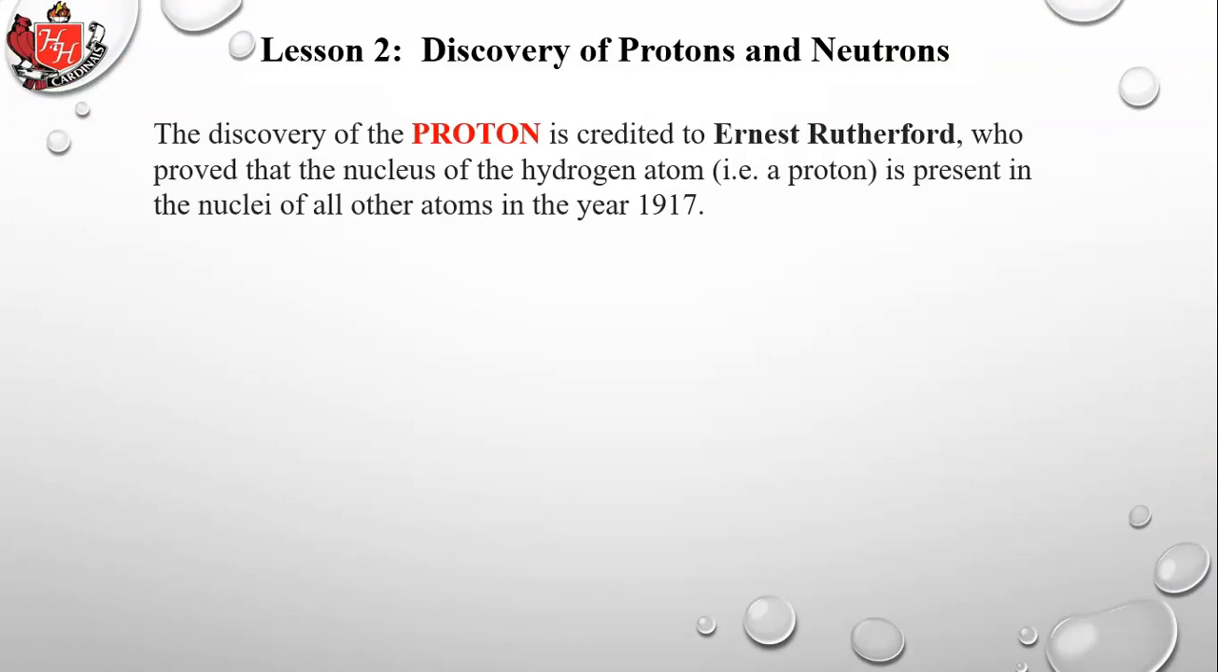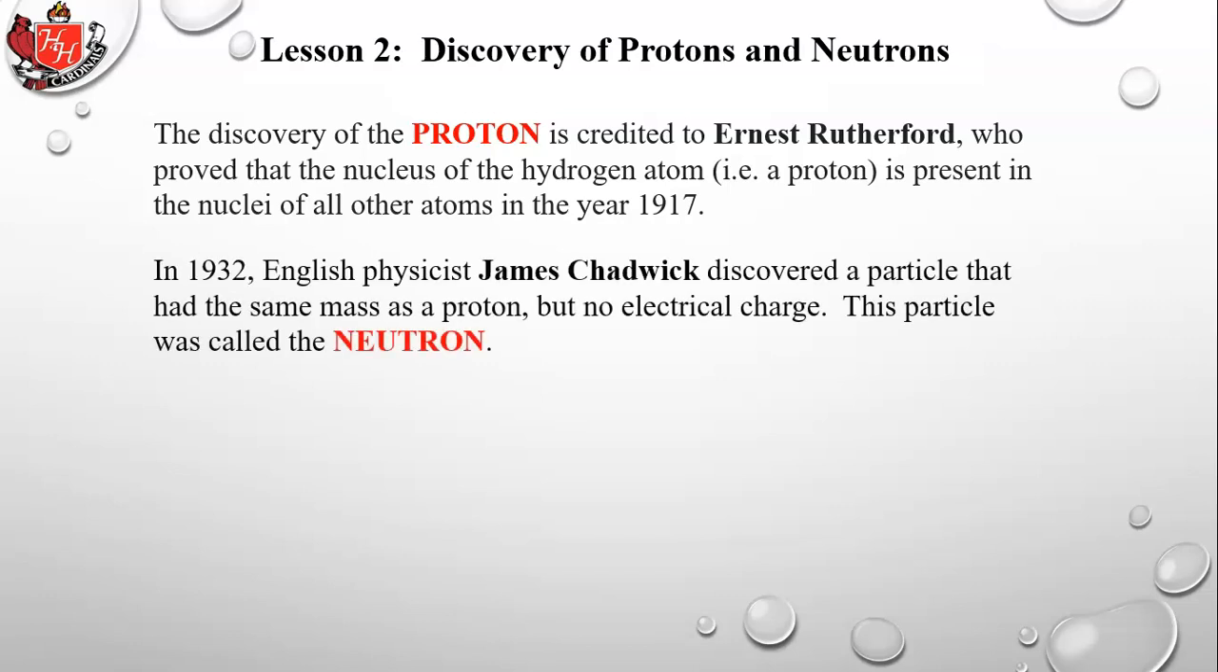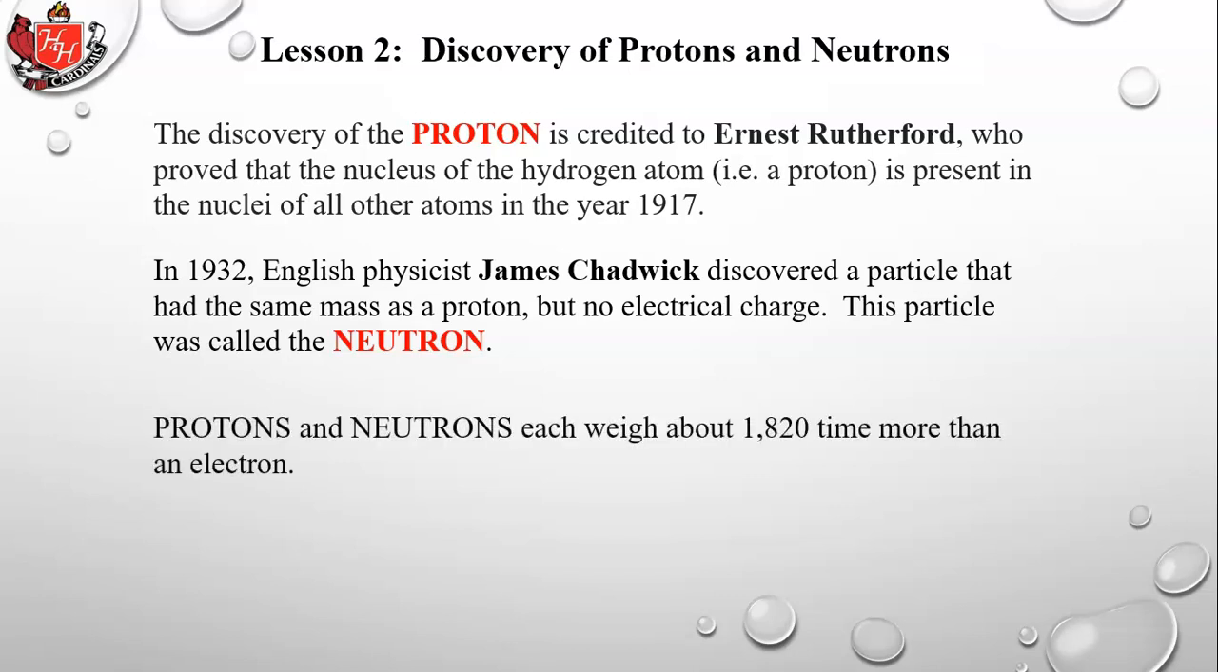The discovery of the proton is credited to Ernest Rutherford, who proved in 1917 that the nucleus of the hydrogen atom, i.e. a proton, is present in the nuclei of all other atoms. In 1932, English physicist James Chadwick discovered a particle that had the same mass as a proton but no electrical charge. This particle was called the neutron. So the neutron was discovered less than 100 years ago. Much of what we've learned about chemistry has happened in the last 80 to 100 years. Protons and neutrons each weigh about 1,820 times more than an electron.